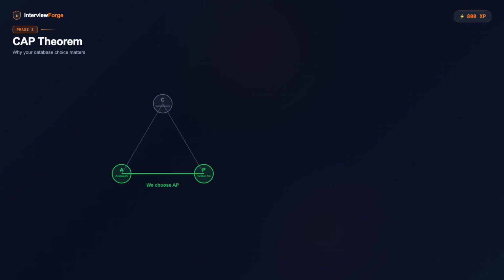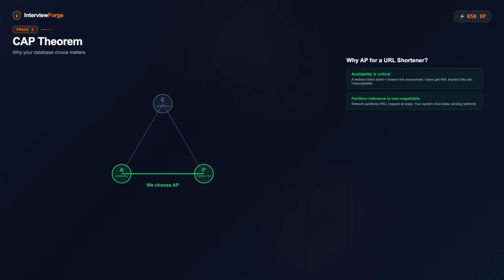Here is why. Availability is critical. A redirect service that is down means broken links everywhere. Users get 404 errors, shared links die across the internet. That is unacceptable for any production system. Partition tolerance is non-negotiable. Network partitions will happen at scale, and your system must keep serving redirects regardless.